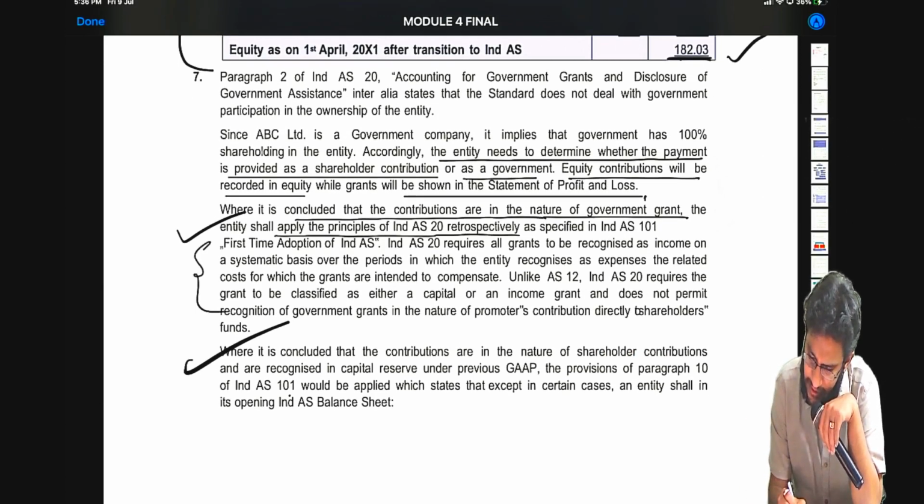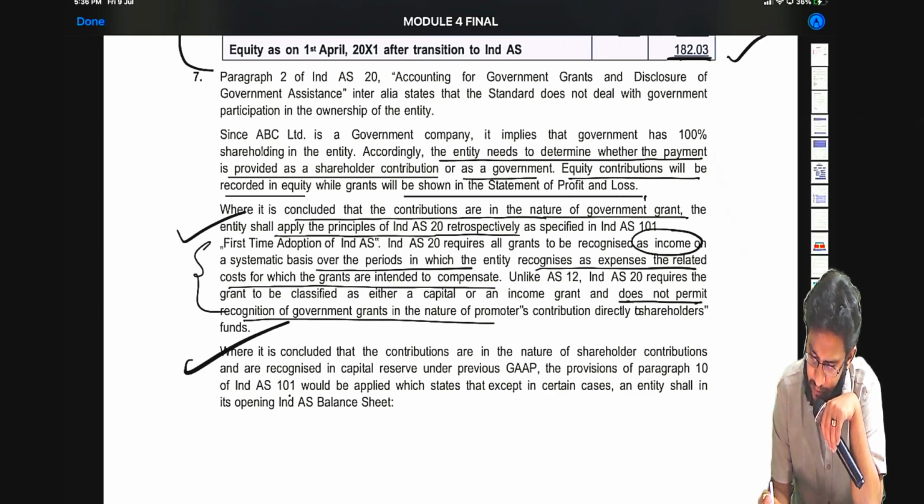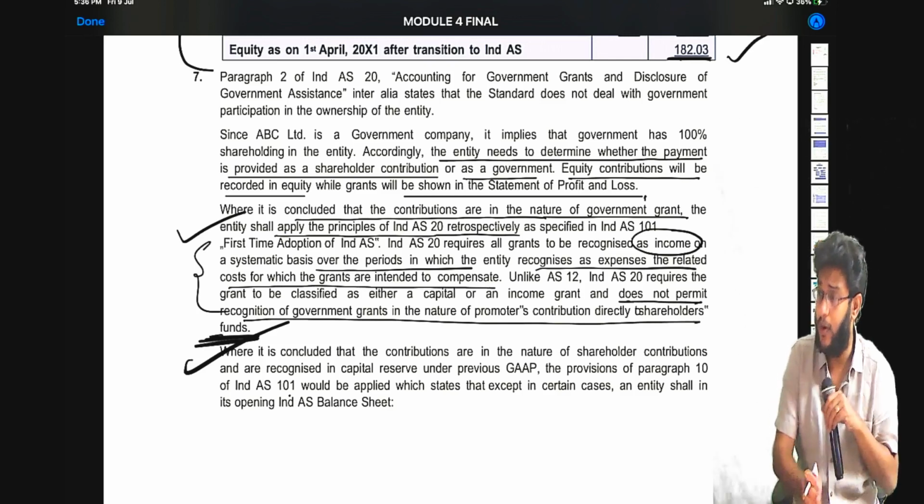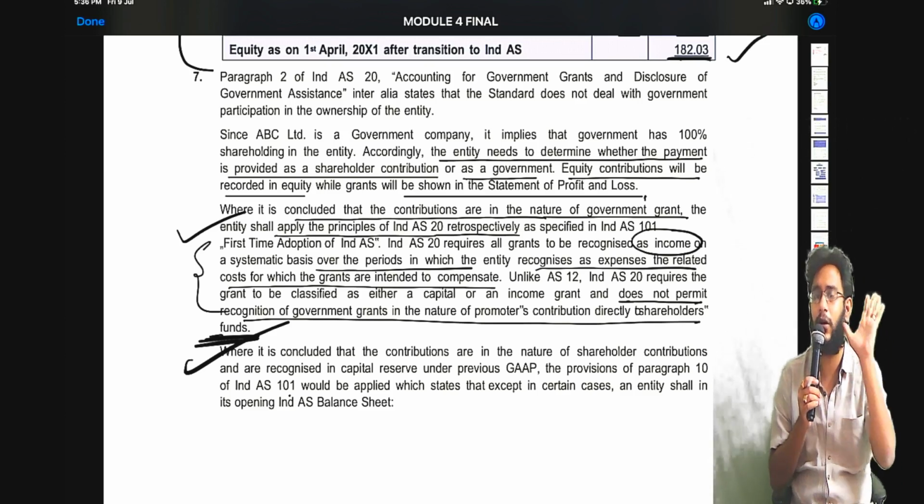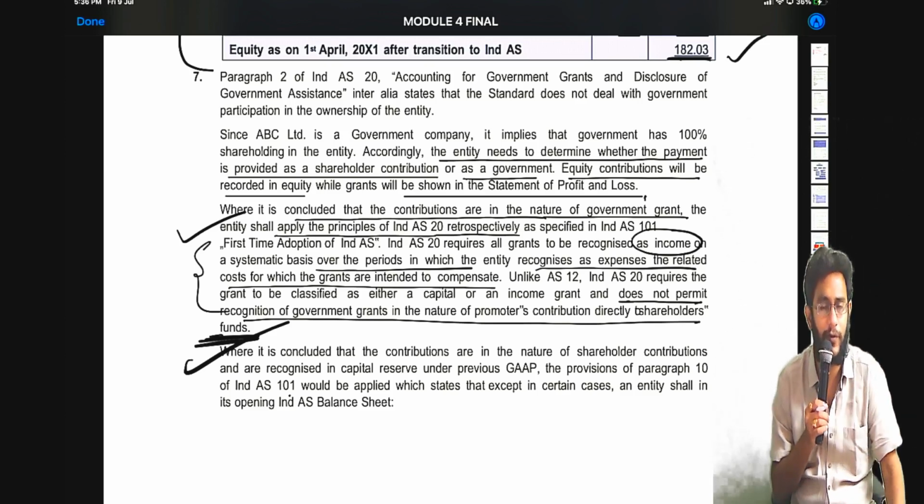And here the principle is telling you have to recognize it as income over the periods in which the entity recognizes the expenses on related costs for which grants are intended to compensate. Therefore, it does not permit recognition of government grants in the nature of promoter contribution directly to shareholder funds. So if you want it to sit in shareholder funds, it should be in the nature of equity contribution. Then it flows to shareholder funds, I don't have a problem.